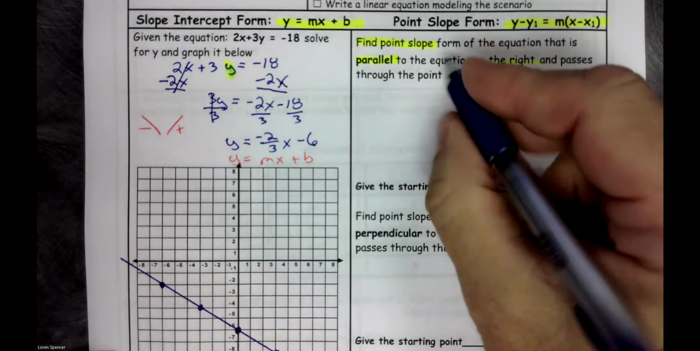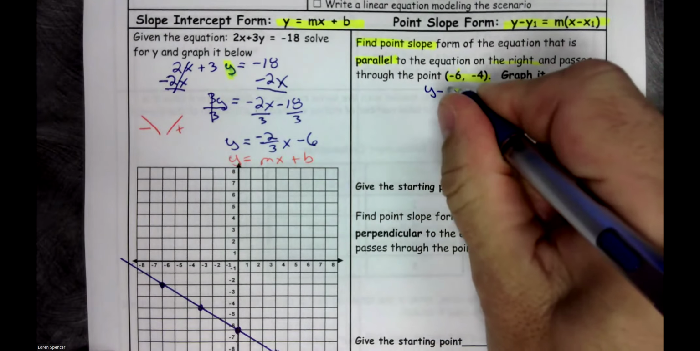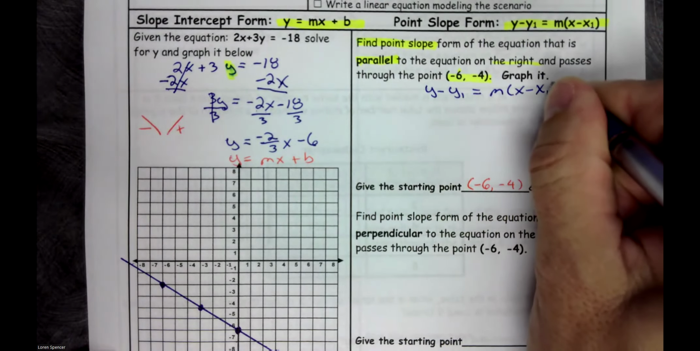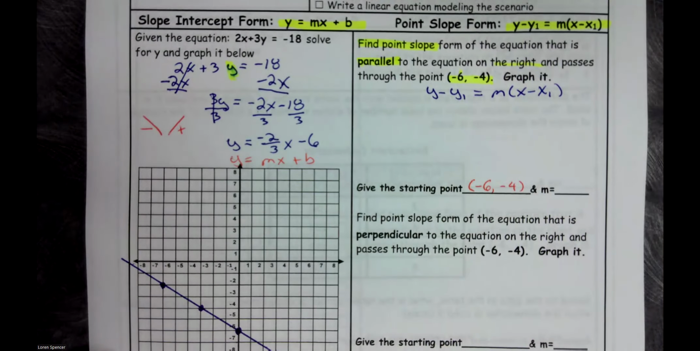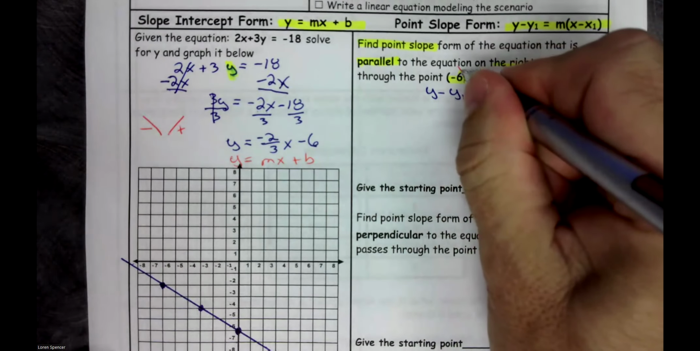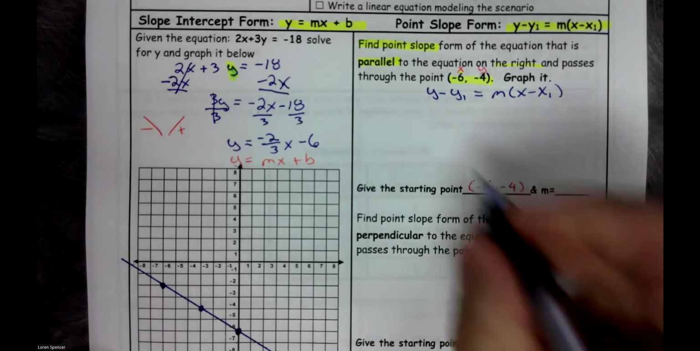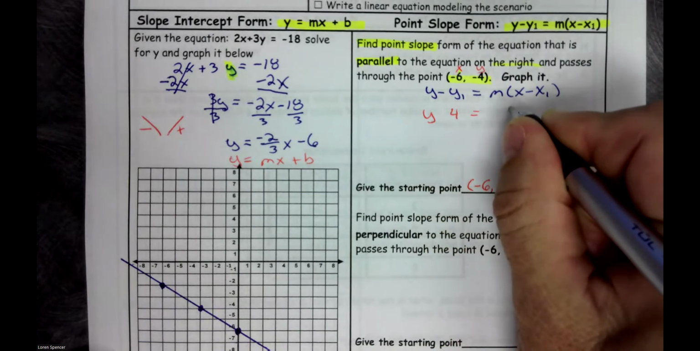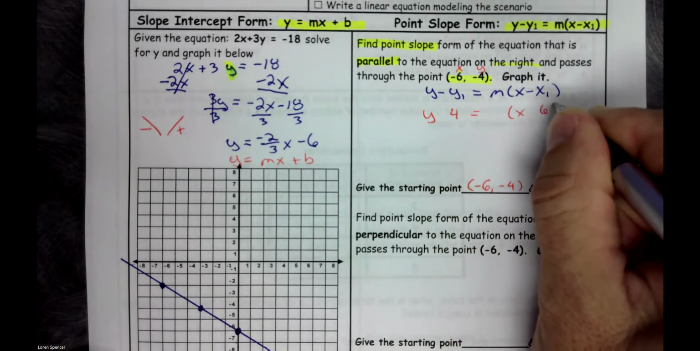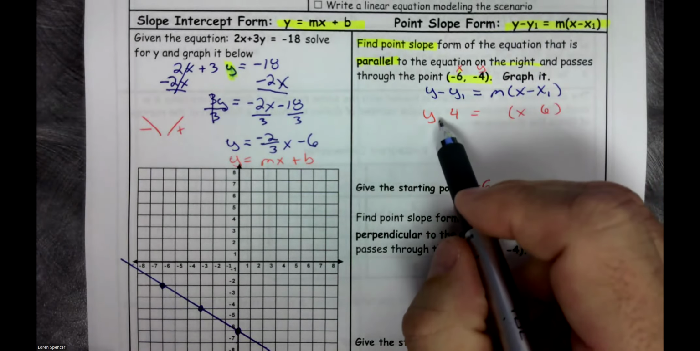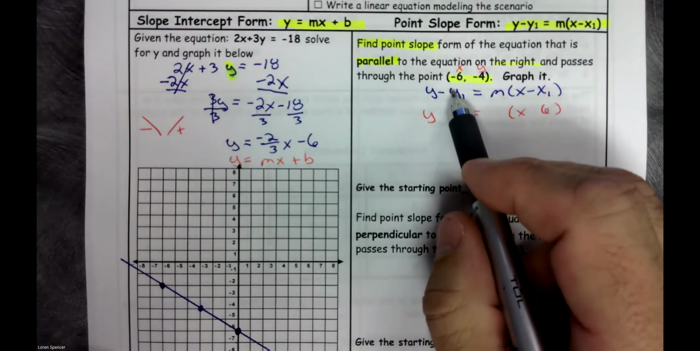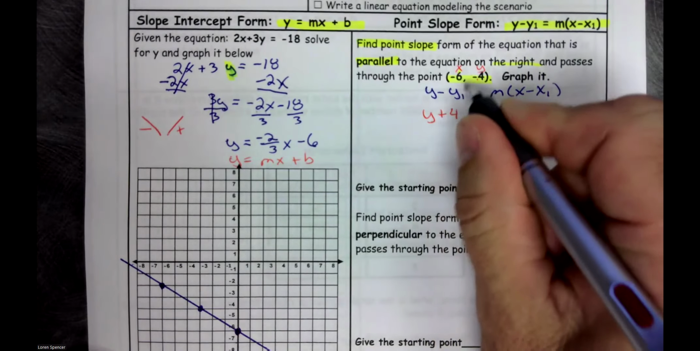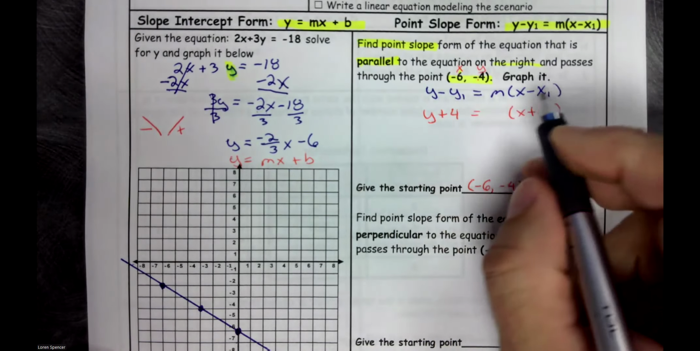And they told me they wanted it to look like y minus y1 equals m times x minus x1. So let's deal with the x's and y's first. We know this is the x. We know this is the y. So when we plug in, we're going to have y and 4 equals, leave a space, and x and 6. The thing we have to be careful of is when we plug into the point slope form, they're liars, so we have to switch the sign. So this negative 4 becomes a positive 4. This negative 6 becomes a positive 6.